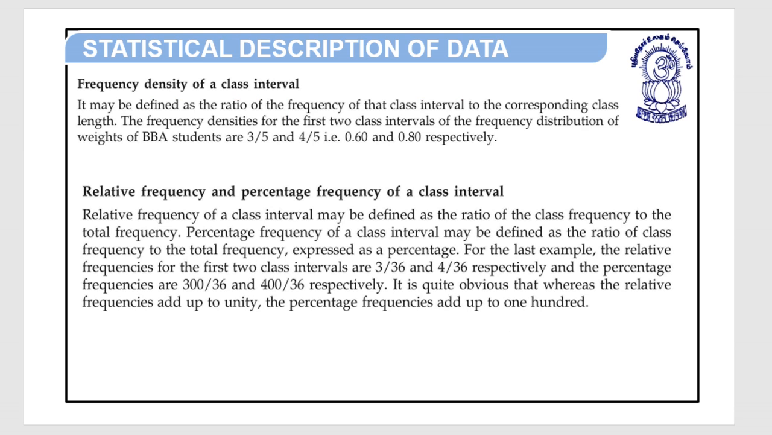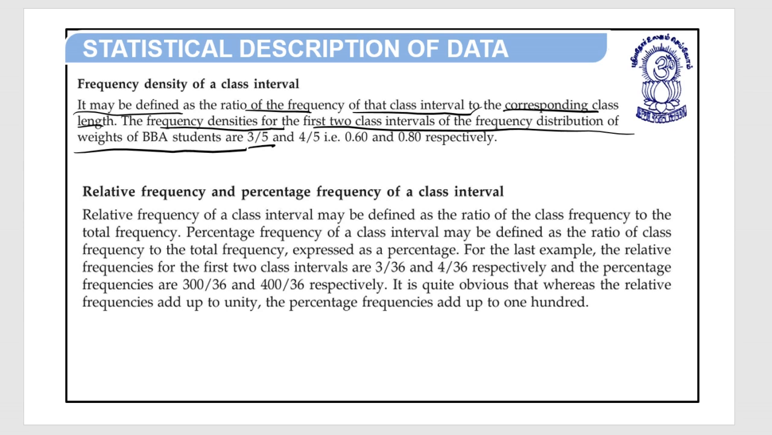Frequency density of a class interval may be defined as the ratio of the frequency of that class interval to the corresponding class length. The frequency densities for the first two class intervals of the frequency distribution of weights of BBA students are 3 by 5 and 4 by 5, that is, 0.60 and 0.80 respectively.